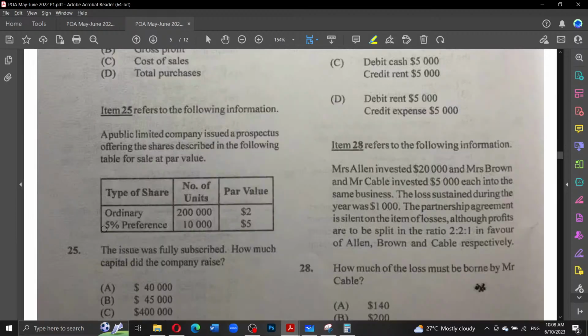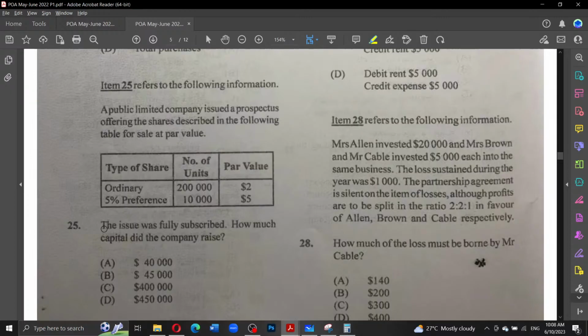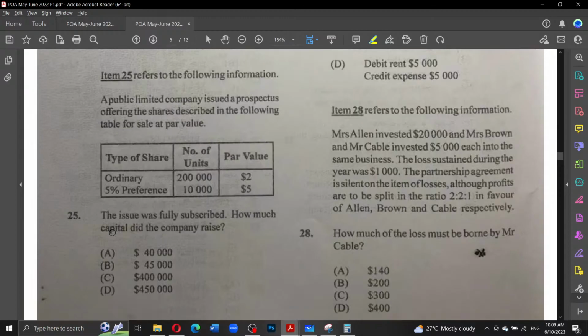Moving on, 25. A public limited company issued a prospectus offering the shares described in the following table for sale at par value. Alright, so we have two types of share. We have ordinary and preference, we have the number of units sold, and the par value. Let's see what they're asking for. The issue was fully subscribed. How much capital did the company raise?